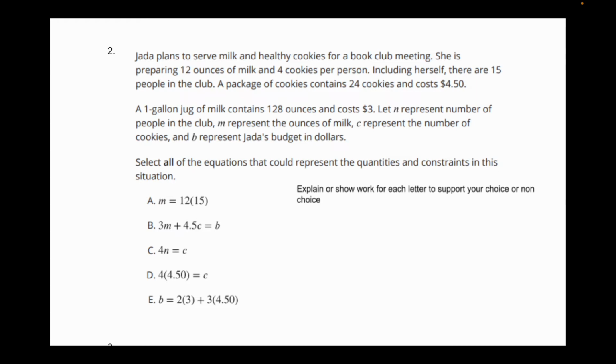So let's look at some of these pieces. I know 12 ounces of milk and 4 cookies per person might be important. There's 15 people in the club. I then also have 24 cookies and a cost of $4.50. And my milk jug is going to contain 128 ounces and cost $3.